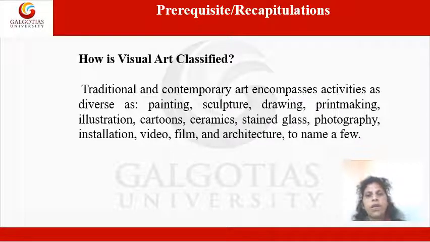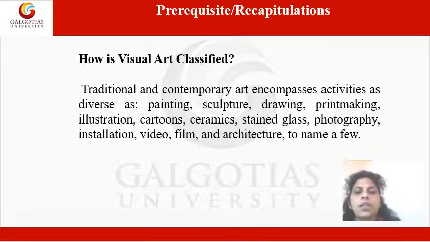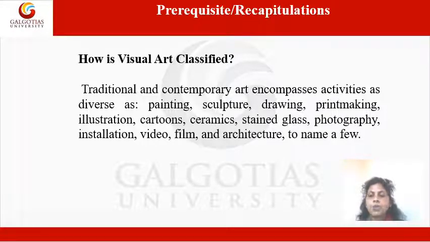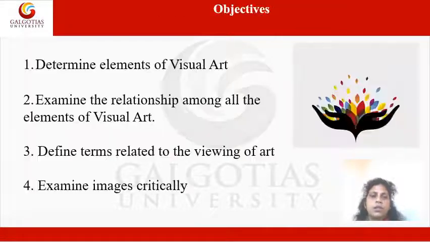Visual art is classified in the form of painting, sculpture, drawing, printmaking, illustration, cartoons, ceramics, stained glass, photography, installation, video, filmmaking, architecture. These are certain names with the help of which we can understand the different classifications of visual art.